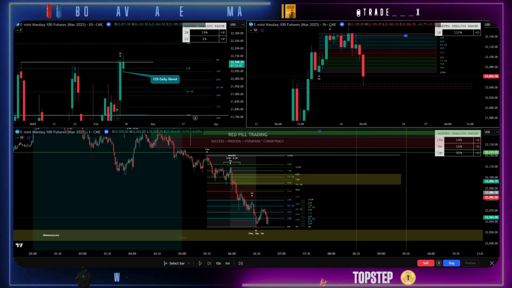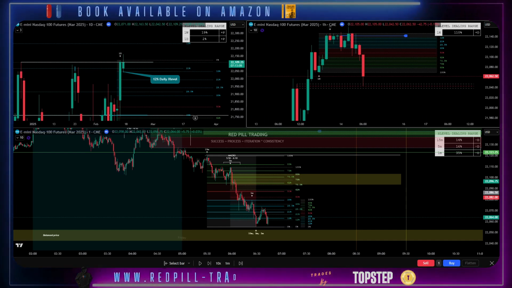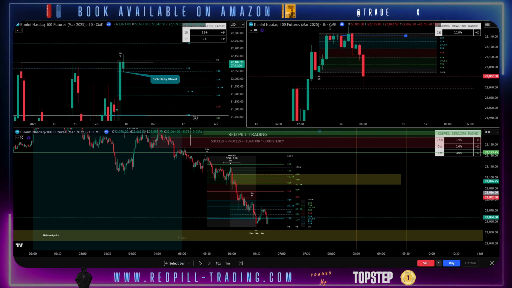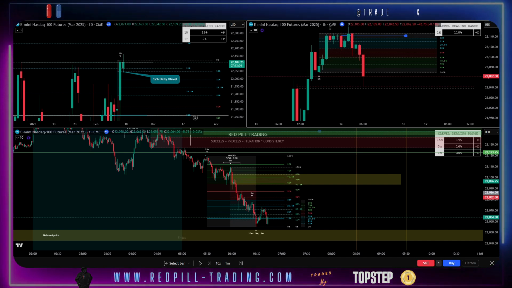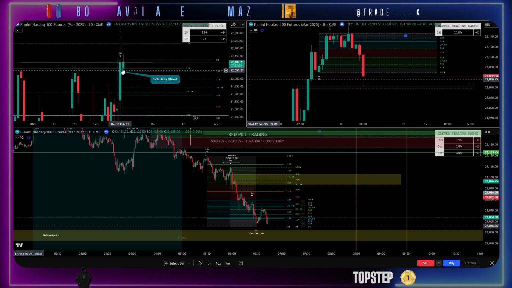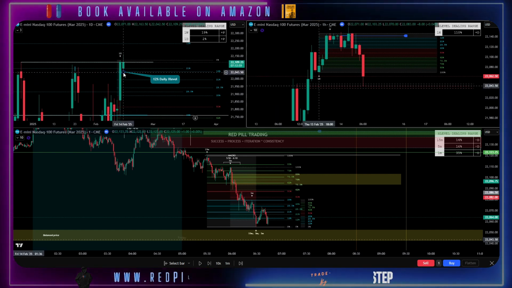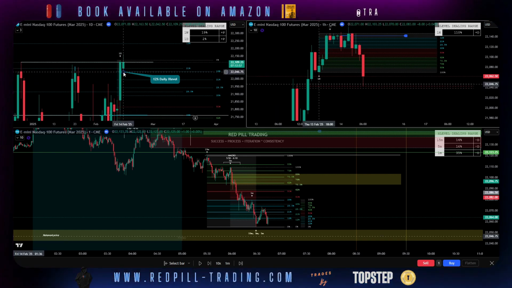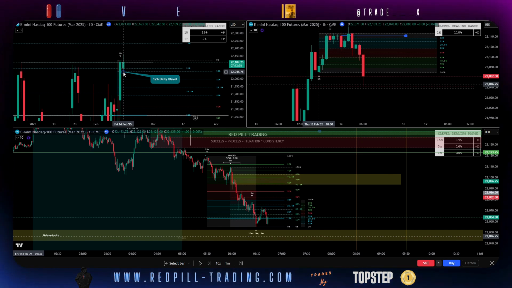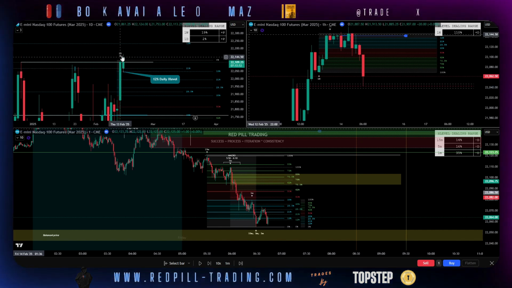This is an example of utilizing X levels as a framework for price delivery and dialing in your entries around higher time frame points of interest in alignment with an X level. You can see here in the higher time frame, we are at 12% on the daily. This is a higher time frame point of interest because this is where the institutions can step in when price is incredibly bullish to drive price higher.